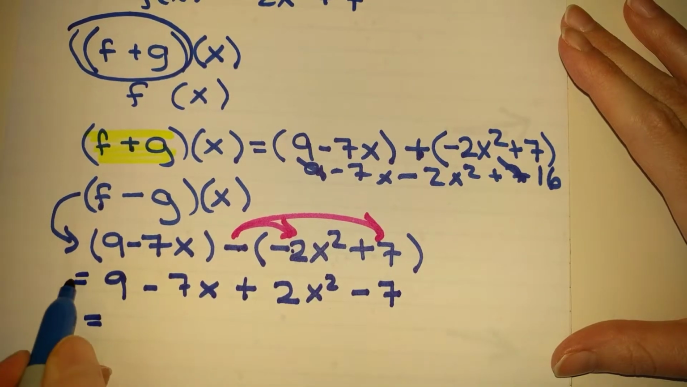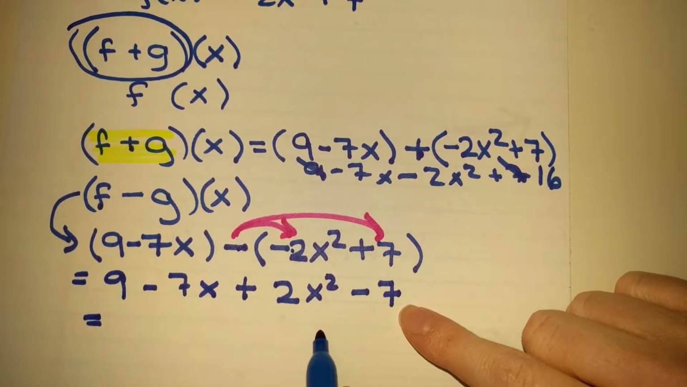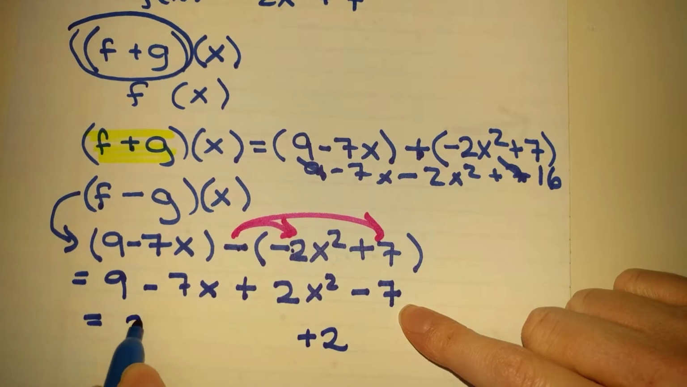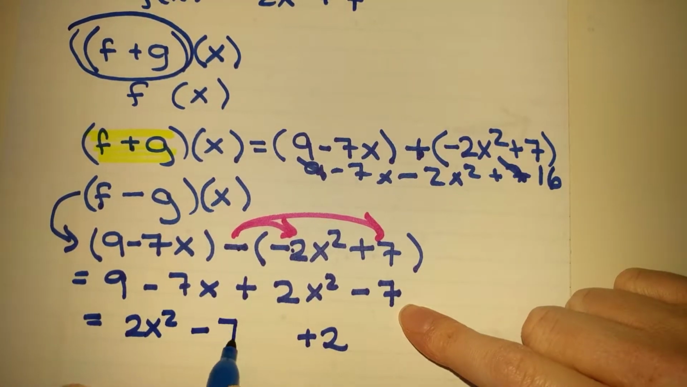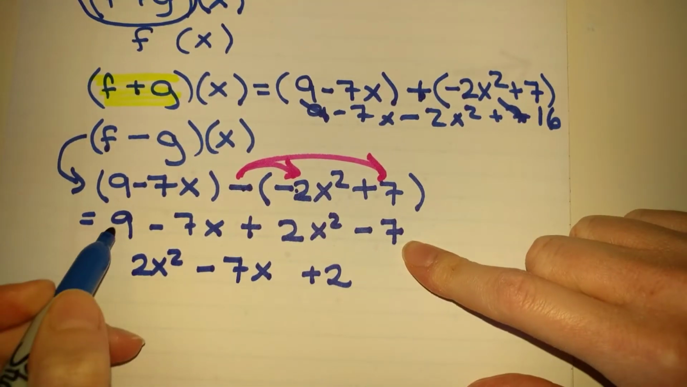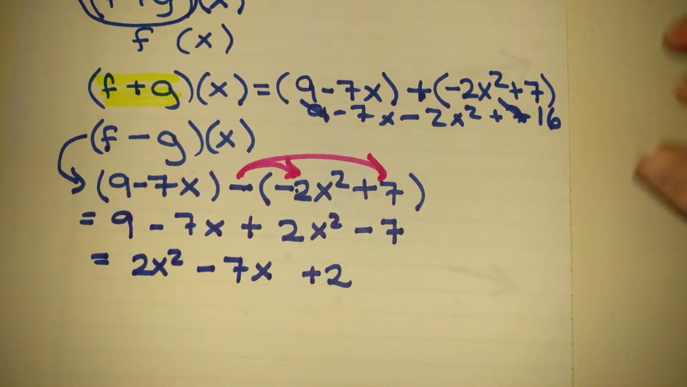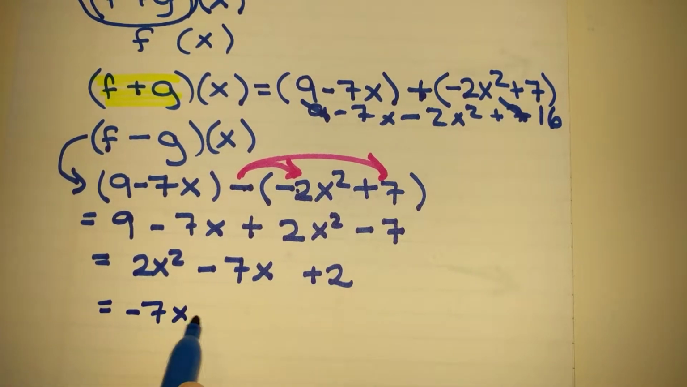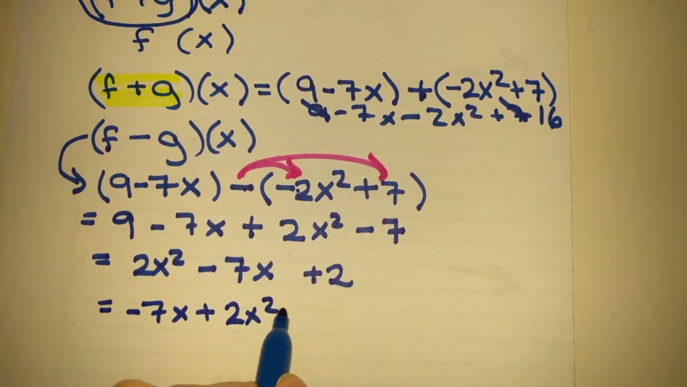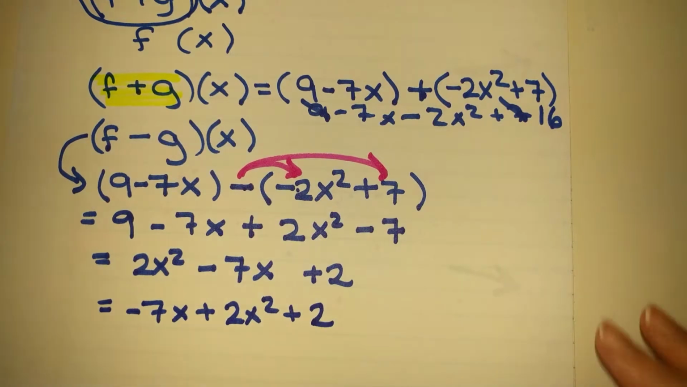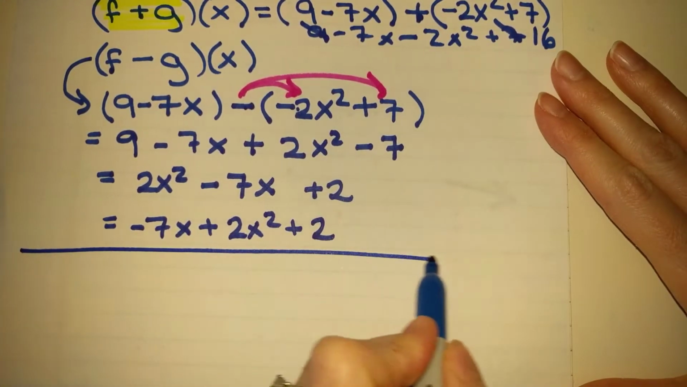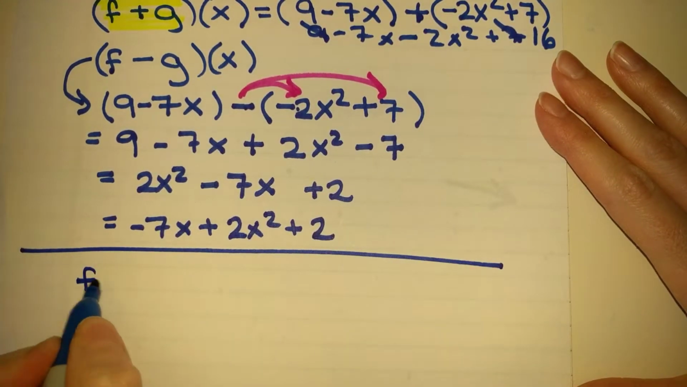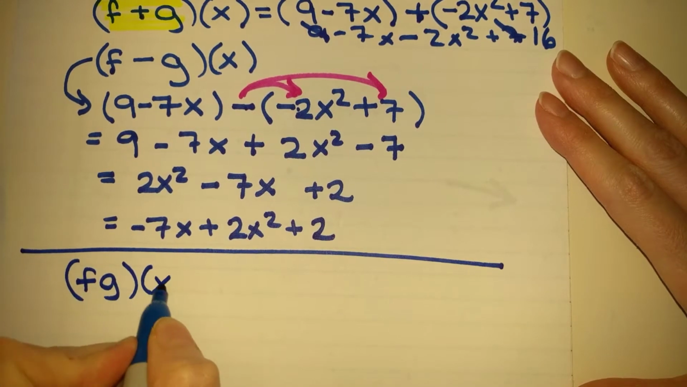So combining your terms, 9 minus 7 would give you a 2, plus 2x squared minus 7x. And I rearrange those from highest to lowest power just because that's the knee-jerk reaction I always have. But you could technically write negative 7x plus 2x squared plus 2, and that, of course, would be the same thing.